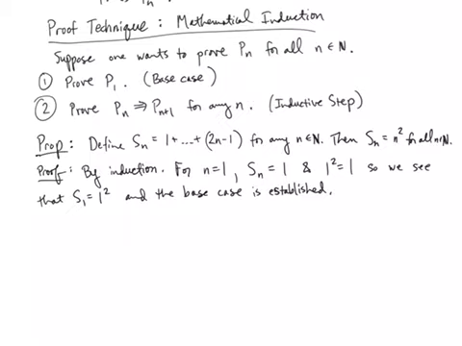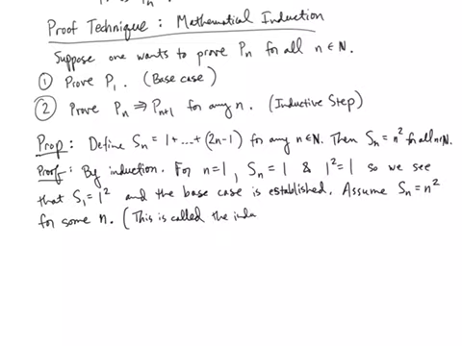And the next step is we have to prove this conditional statement. So we're going to assume P sub n. So assume that S sub n equals n squared for some n. Okay, and this is called the inductive hypothesis. When you go to the step of assuming P sub n, that's called the inductive hypothesis.